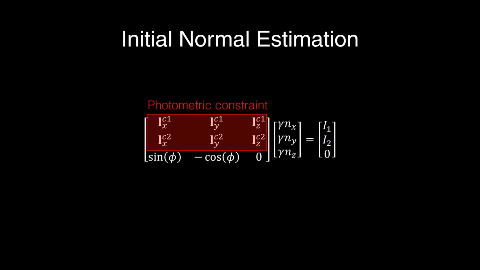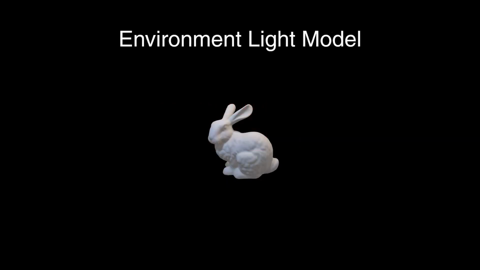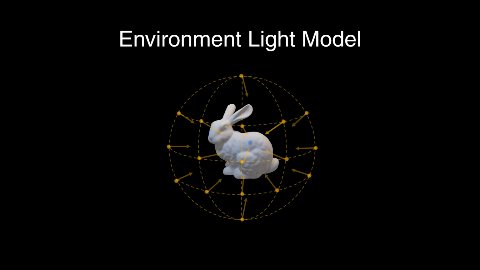We combine 2 photometric constraints with the polarimetric constraint for an initial round of normal estimation. But the photometric constraints here are inaccurate as we have natural illumination in the scene. In order to mitigate the effect of natural illumination, we estimate a lighting proxy map to model the environment light. The lighting proxy map uniformly samples a hemisphere that is facing towards the object.